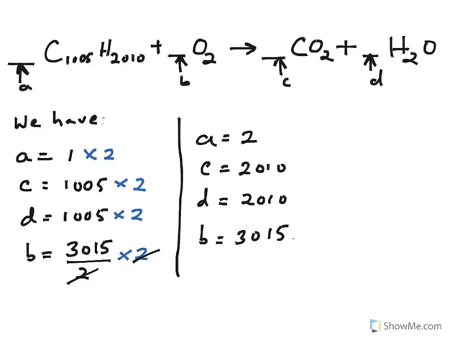So we will have 2 C1005H2010. We will have 3015 oxygen. And on the right side, we will have 2010 carbon dioxide, and we will have 2010 water. Our equation is balanced, and just for double checking, we can try the trial by error method if possible, if there's enough time. Otherwise, we can go over the methods and check to see if there's any calculation errors.